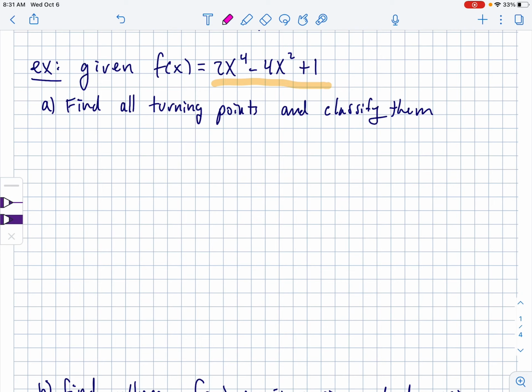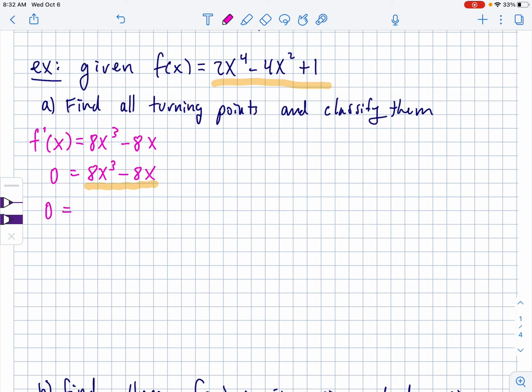First step, we're going to find all turning points and classify them. So remember that turning points are when the derivative is equal to 0, the slope machine. So first step, we'll take the derivative. That's not too bad because those are all power rule. So 8x cubed minus 8x, there's the derivative. Set it equal to 0 to find your horizontal tangents, aka turning points.